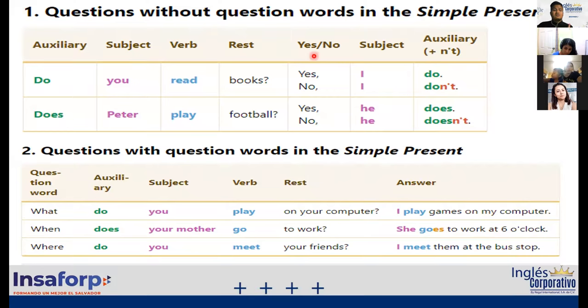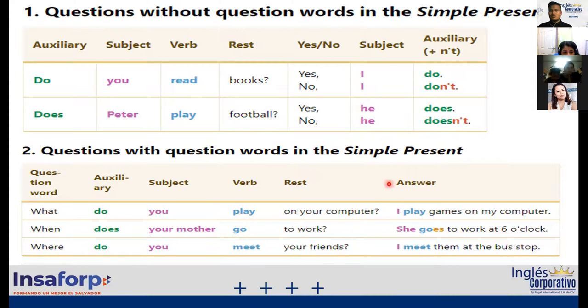So what do you play on your computer? I play games on my computer. When does your mother go to work? She goes to work at 6 o'clock. The last one, where did you meet your friend? I meet them at the bus stop. Okay, any questions so far?